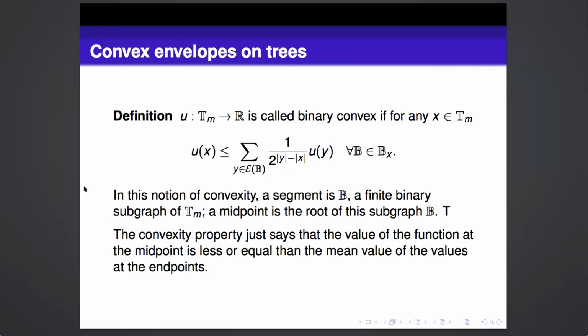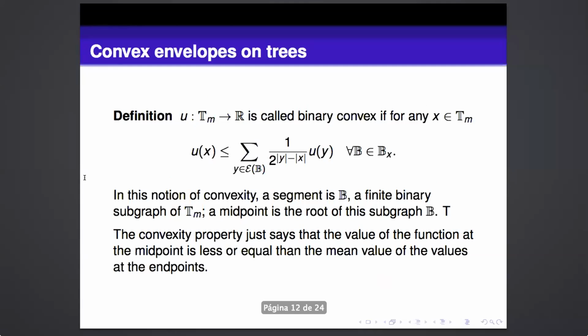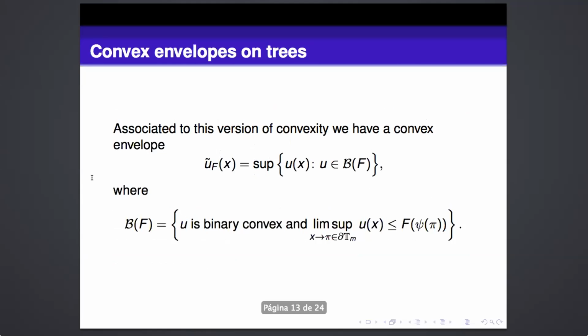So what we are saying here is the definition of convexity is the same definition as convexity for the Euclidean case, except that in the tree we are understanding what is a segment in terms of these binary trees inside the ambient space.